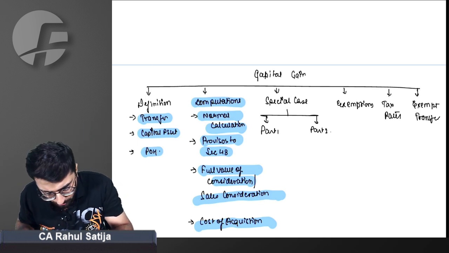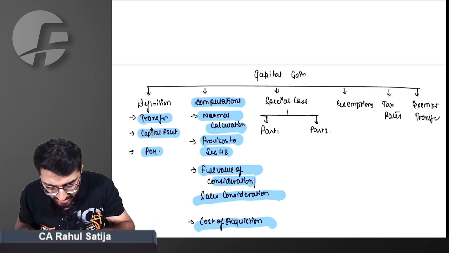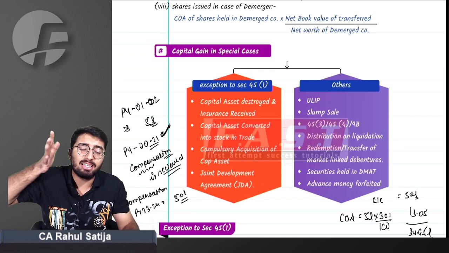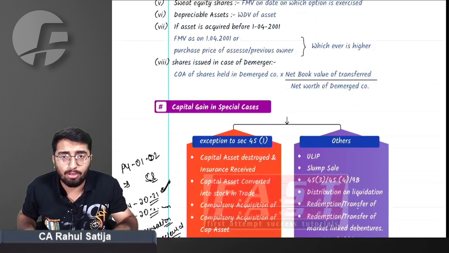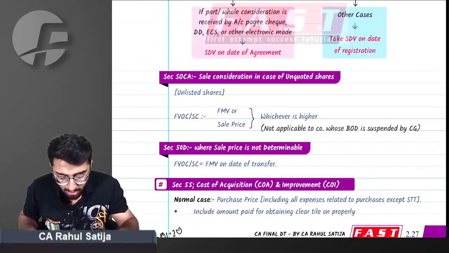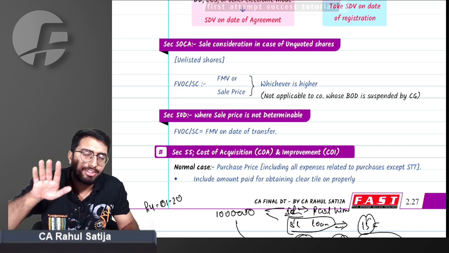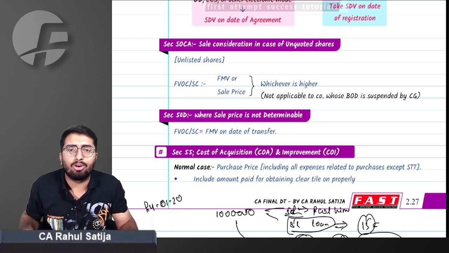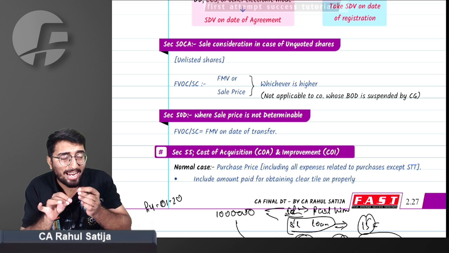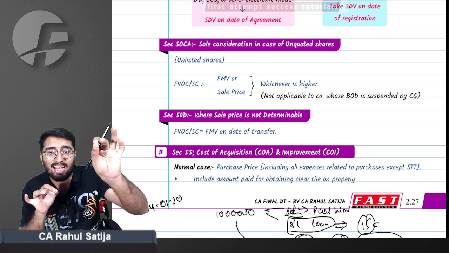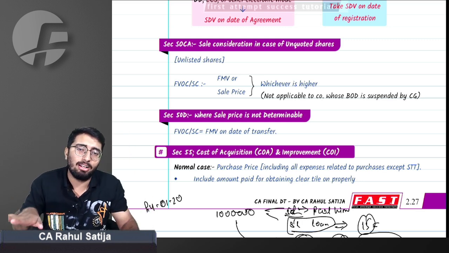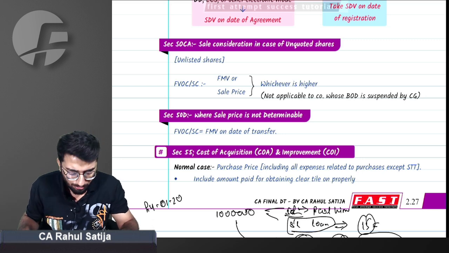was suspended. Later on, we came to 50D, which said that if any asset whose fair market value cannot be determined, whose sales price cannot be determined, its sales consideration will be FMV on the date of the transfer. Later on, under section 55, we came across cost of acquisition, where we understood any price paid to acquire the asset and to obtain the clear title on the asset will be considered as cost of acquisition.